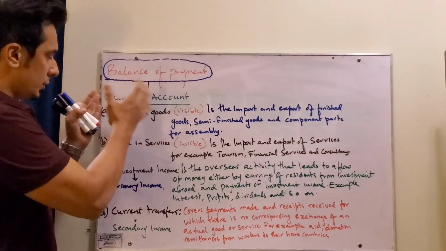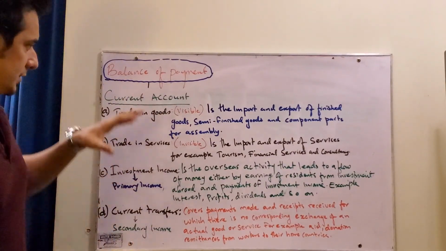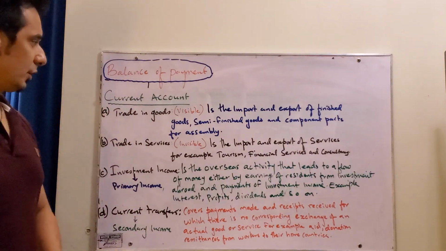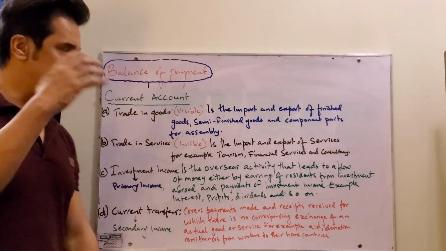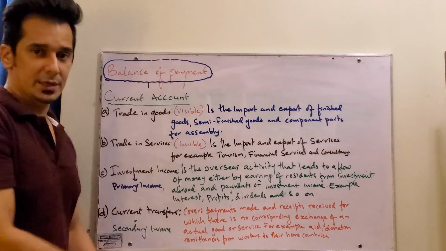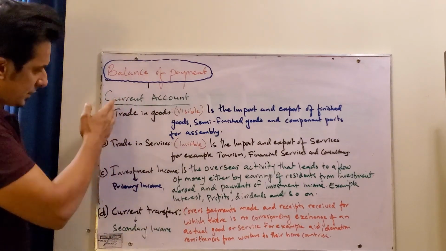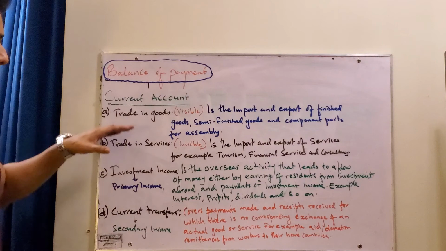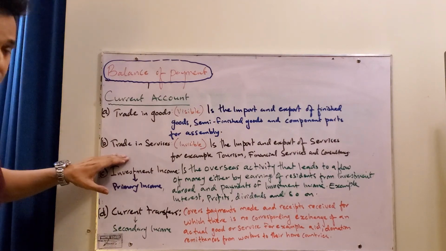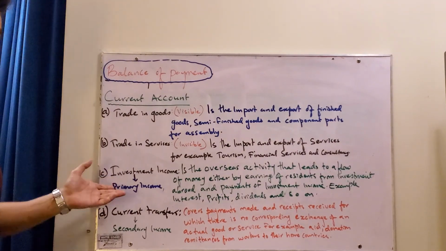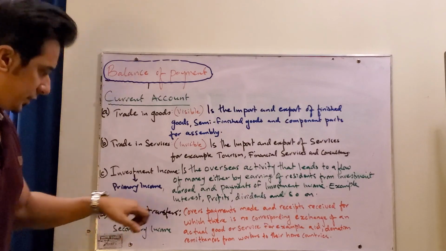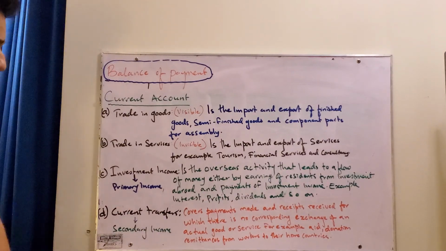Now, we would go in depth of the current account. What exactly is the current account? Current account is the most used account in the balance of payment. It's further divided into four parts, which include trade in goods, trade in services, investment income, also known as primary income, and current transfers, also known as secondary income.